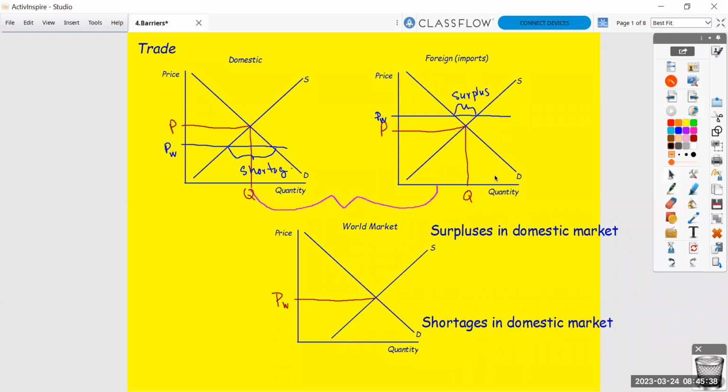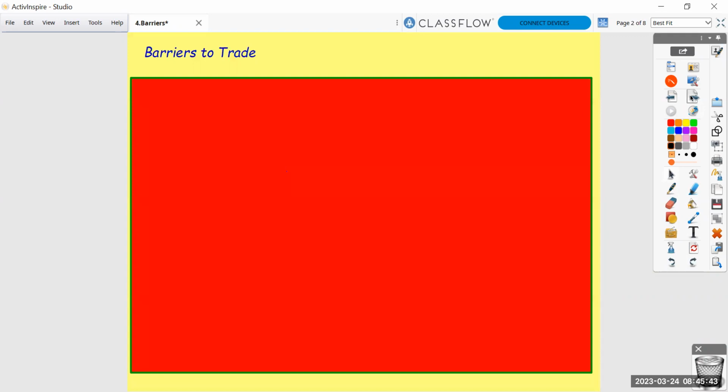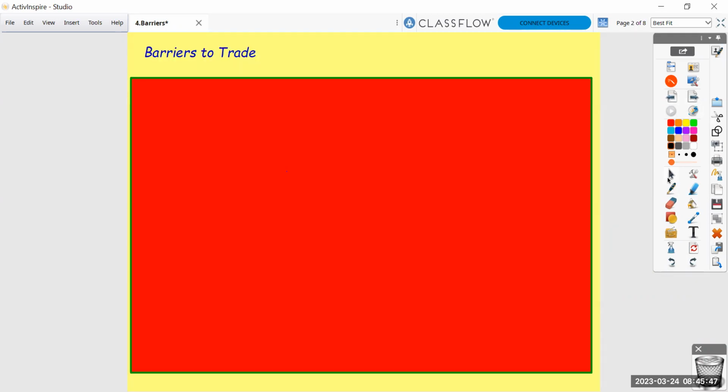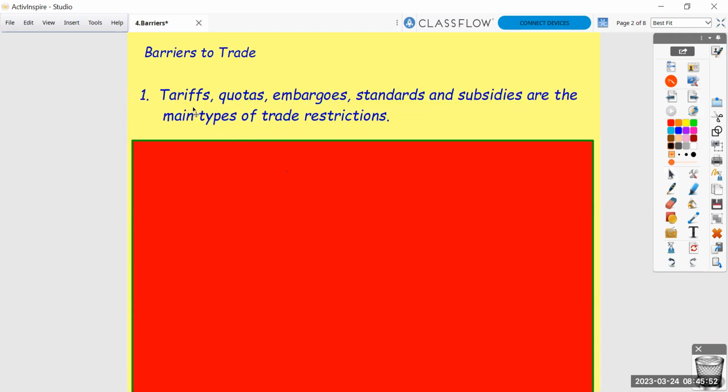Now, before I get into the barriers, we need to know what are they and why are they. So we have several different types of barriers. We have tariffs, quotas, embargoes, standards, and subsidies are the main types. Now, embargoes are not economic based, neither are standards. Our standards are usually health related, safety issues. Embargoes are usually more political.